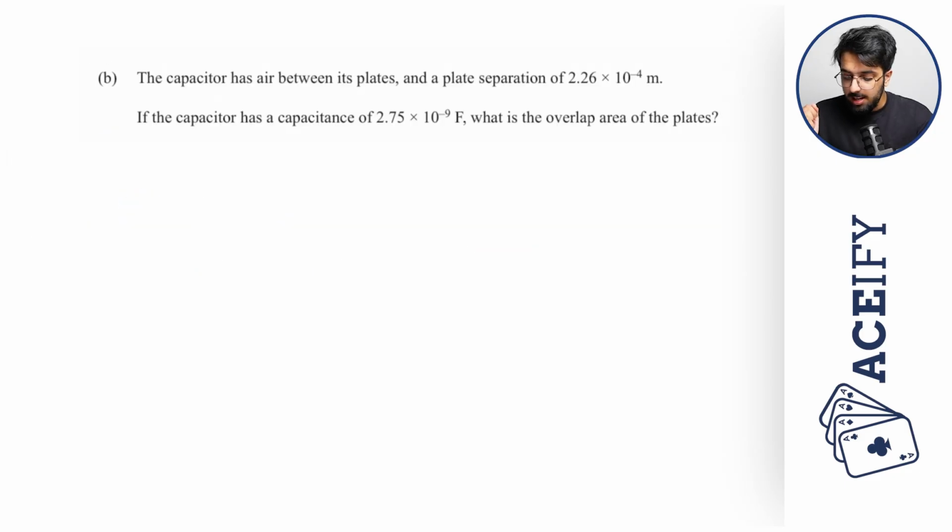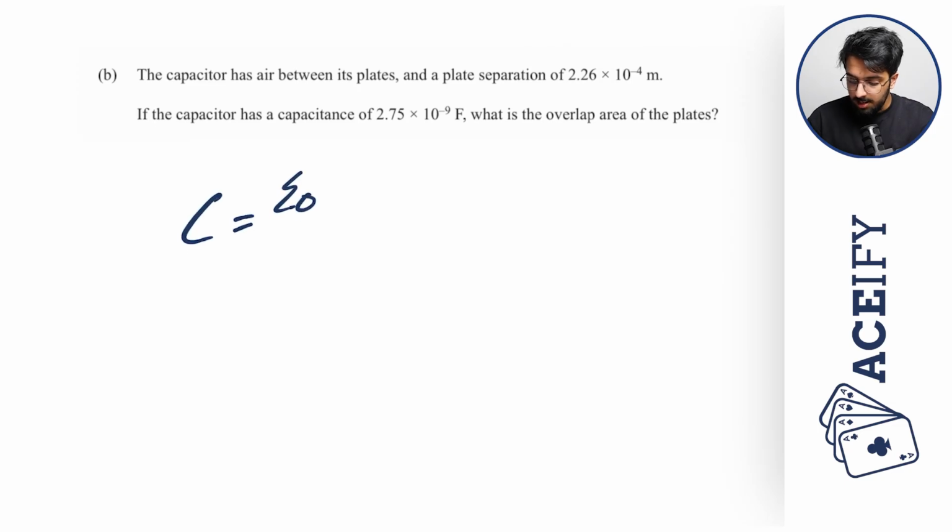The capacitor has air between its plates, and the plate separation is 2.26 times 10 to the negative 4 meters. If the capacitor has a capacitance of 2.75 times 10 to the negative 9 farads, what is the overlap area of the plates? Alright, so we know the equation for our capacitance is equal to epsilon naught times the permittivity of our dielectric times our area all over the distance.